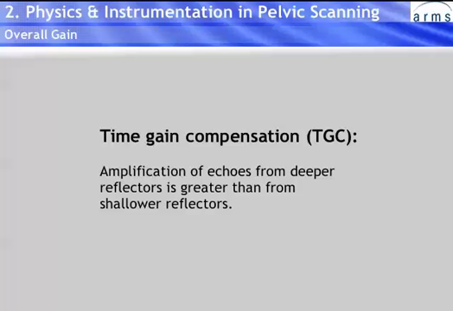Sound energy grows weaker the further it has to travel to the transducer. For this reason, deeper reflectors that are just as large as shallower reflectors will produce weaker echoes and will be seen by the ultrasound system as less intense unless there is some way to compensate. This compensation is accomplished by differentially amplifying echoes from deeper reflectors. This process is called time gain compensation and is abbreviated TGC.